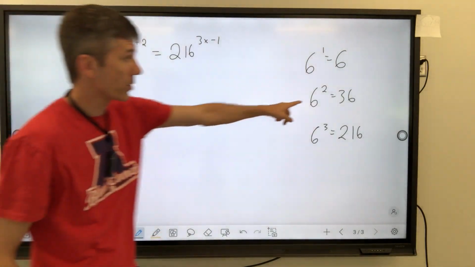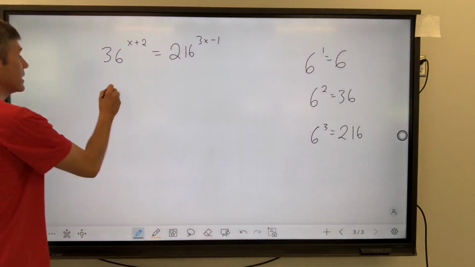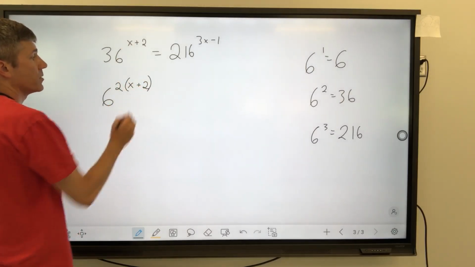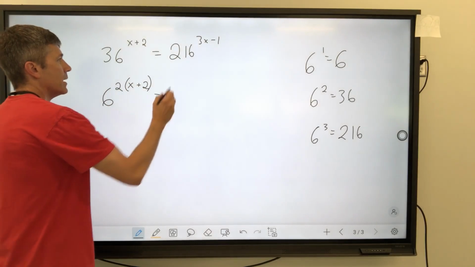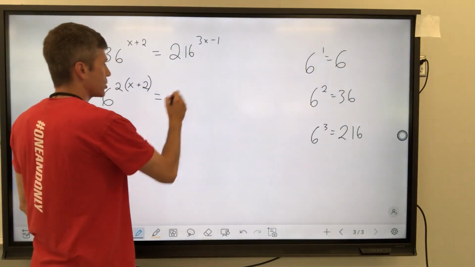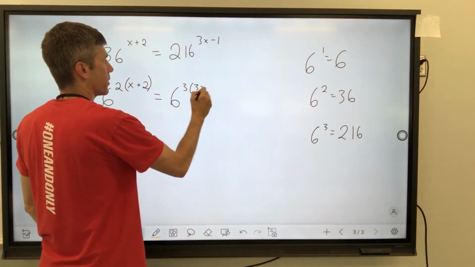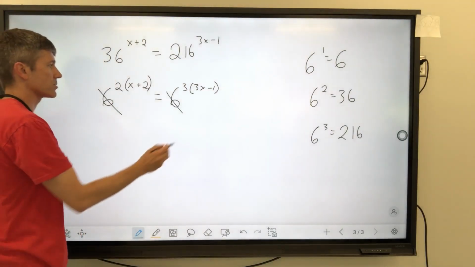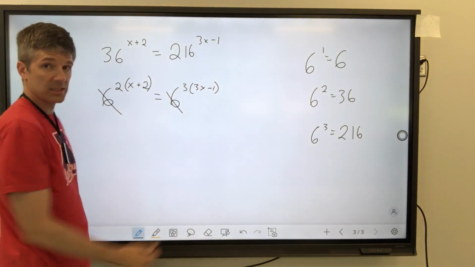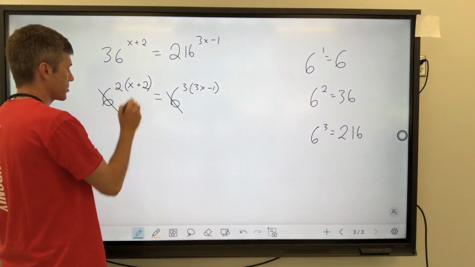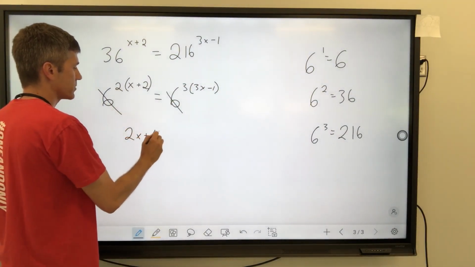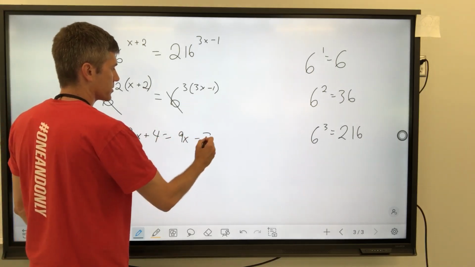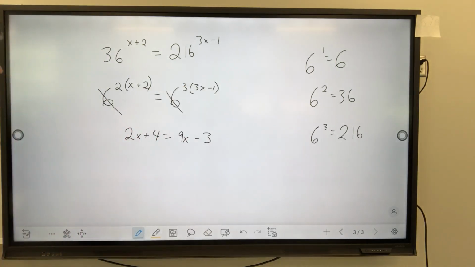And that base is going to be 6. So 36 is 6 squared. Don't forget the exponent that you already have. Multiply. 216 is 6 cubed. Don't forget the exponent that you already have. And now, for reasons that we are not going into, we cancel those bases, and we are left with these exponents equal to each other. Let's go ahead and distribute: 2 times x, 2 times 2, 3 times 3x, 3 times 1. There we go, and we'll keep solving.